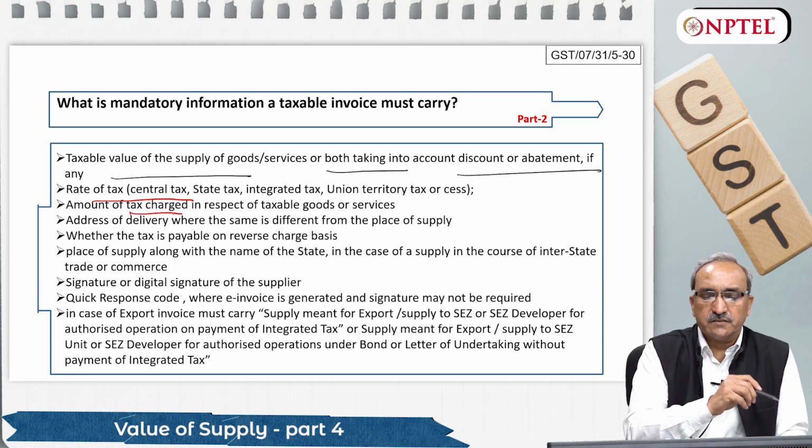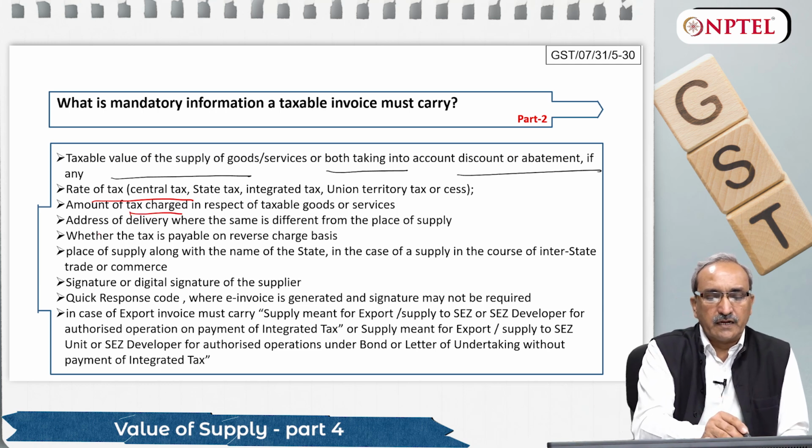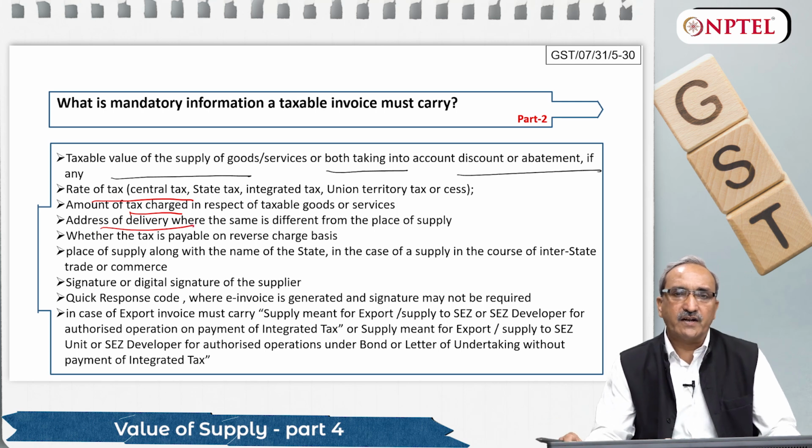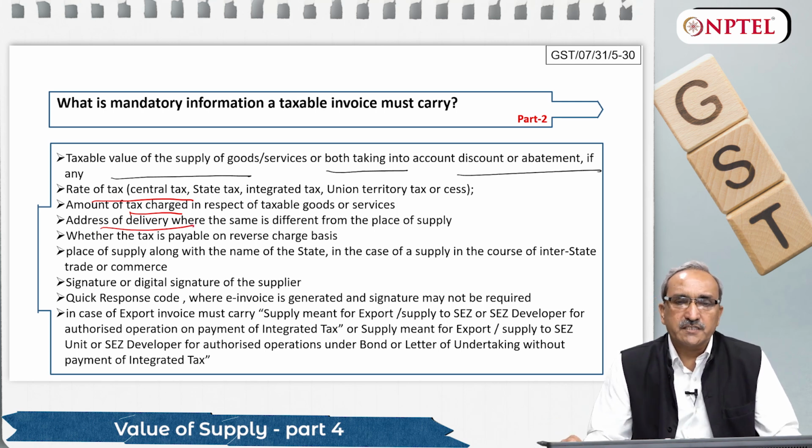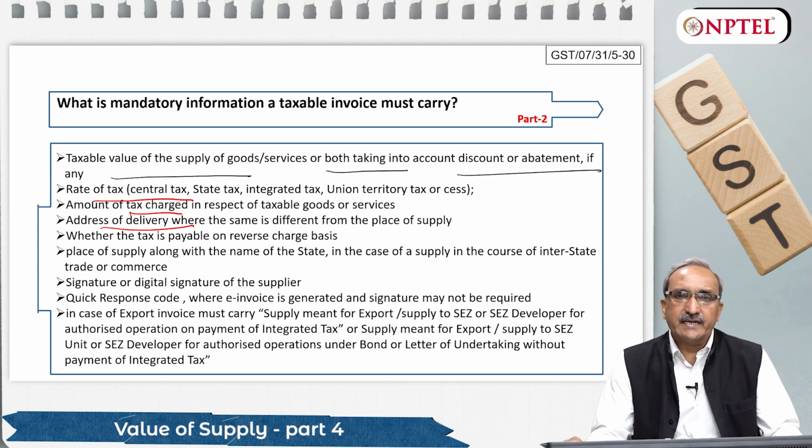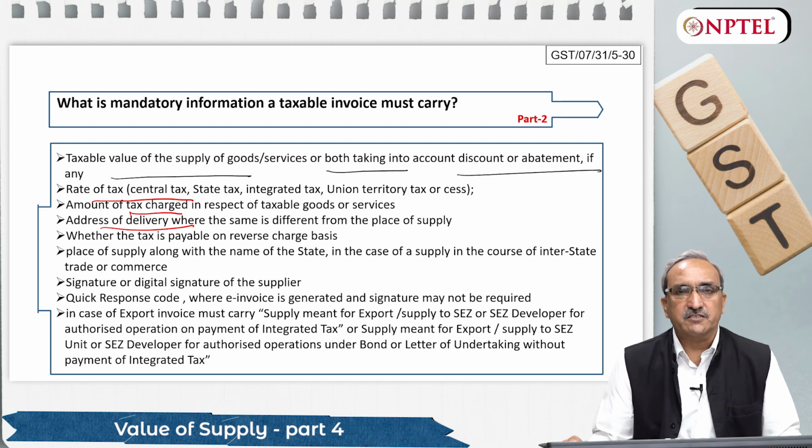Amount of tax charged. Then address of delivery. Sometimes it happens, friends, that your customer is sitting in some other place and he wants delivery in some other place. So there is a process under GST, bill to, ship to. So if that is the case, you must mention in your invoice itself where the delivery is to be made.